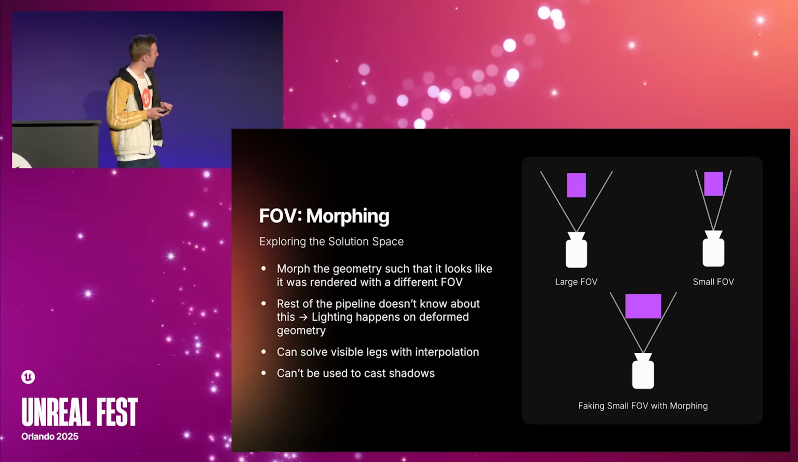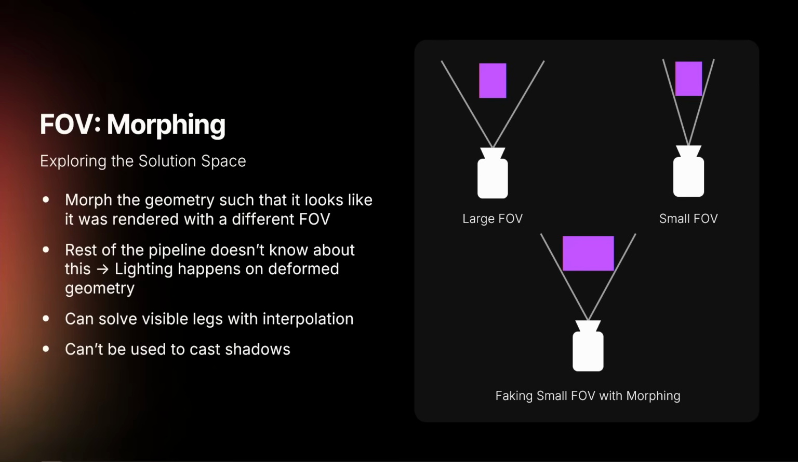And the way I try to visualize this is, first look at the two cameras on the top. With the large field of view, essentially you have a larger cone, and that rectangular cube thing is supposed to be our first-person geometry.